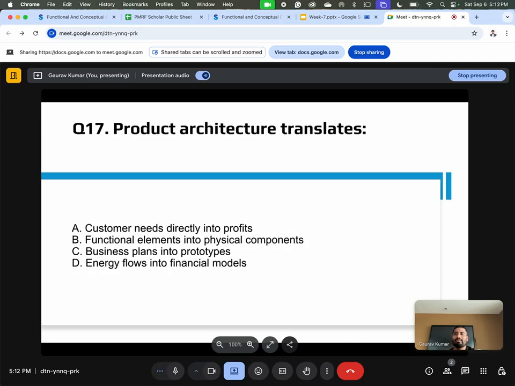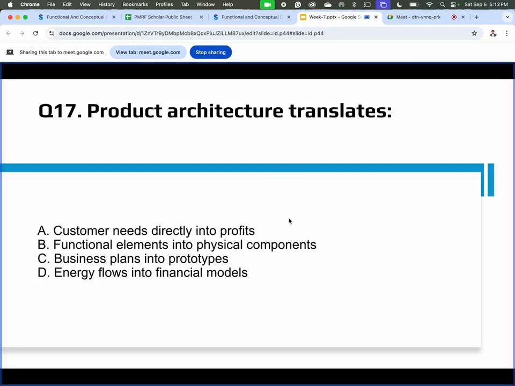Question number 17. Product architecture translates customer needs directly into profits, functional elements into physical components, business plans into prototypes, or energy flow into financial models. What is the right answer?